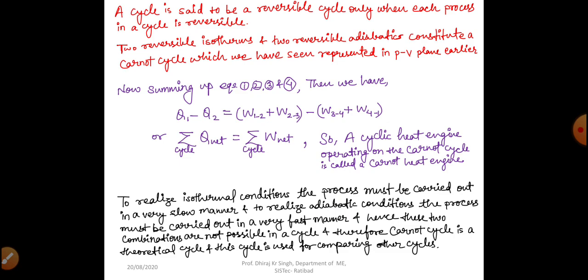And therefore the Carnot cycle is a theoretical cycle, an ideal cycle, and this cycle is only used for comparison with other cycles. So this is not an actual cycle. Carnot cycle is not an actual cycle. Why? Because the combination of very slow processes and very fast processes is not possible. An isothermal process is a very slow process and an adiabatic process is a very fast process.